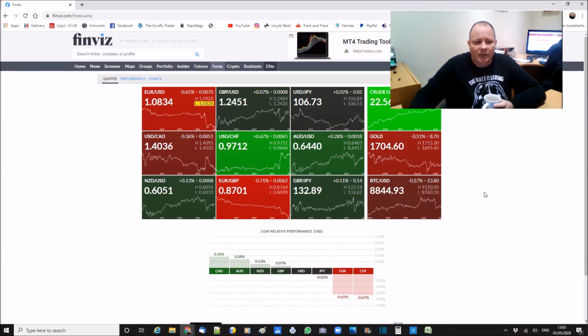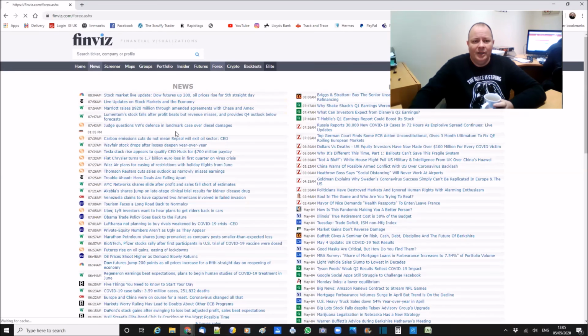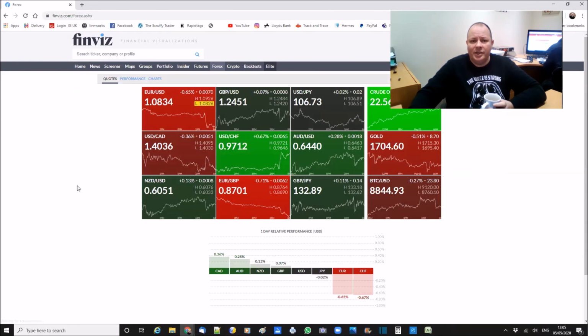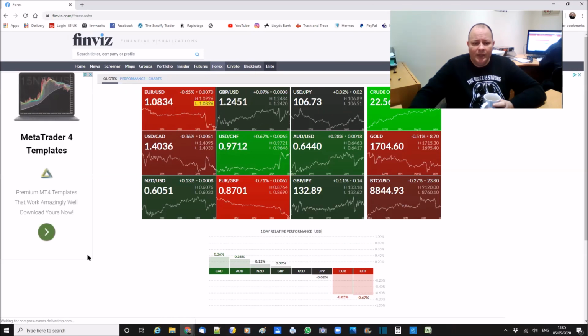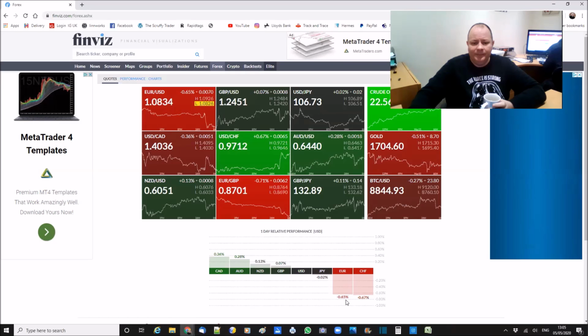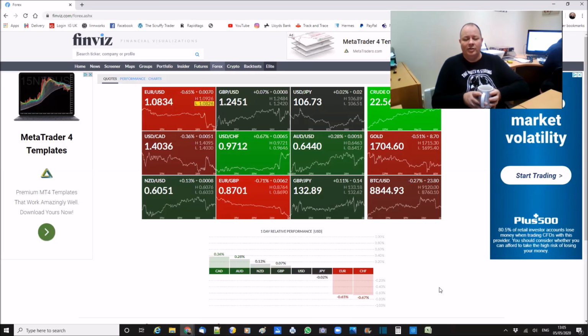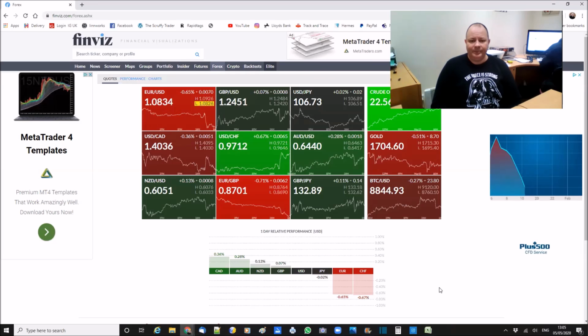It's got God knows how many different things in it. But if you're looking for the news, it has a good news tab, so you can see everything that's going on. But for this exercise, I'm only interested in this one. So straight away, what this is telling me is the Aussie's up and the Euro is down. Nice and simple. It's a great visual representation of what's going on over the last day.